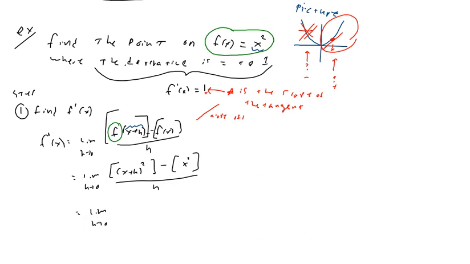If the pattern here looks a little familiar, if you feel like you've done this before, you probably have, right? X plus h squared means there's two of them, x plus h times x plus h. Distribute that whole situation, and you're going to get x squared plus 2xh plus h squared minus x squared over h. You've done that before, right?